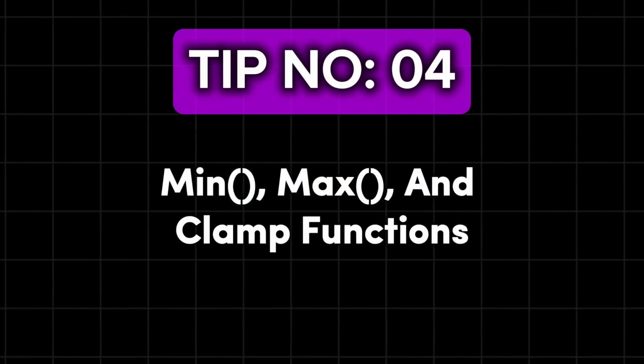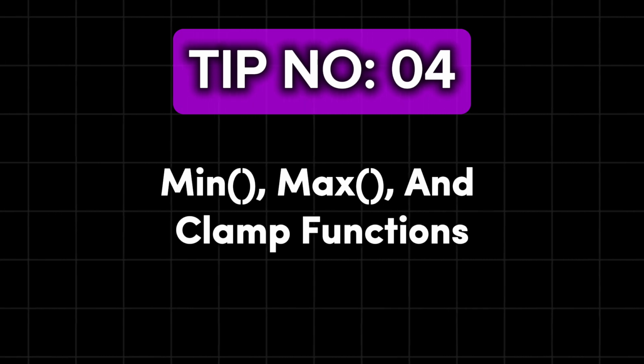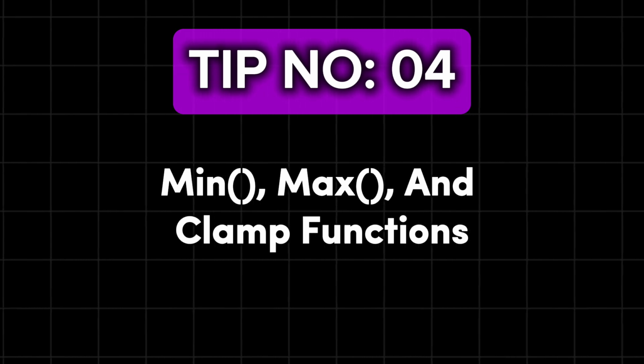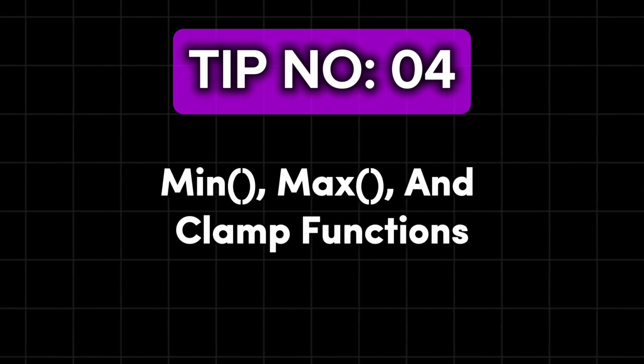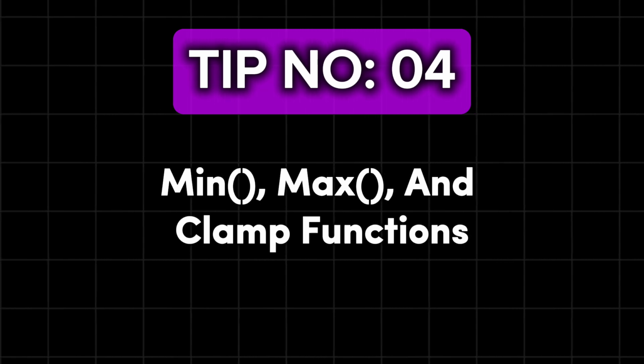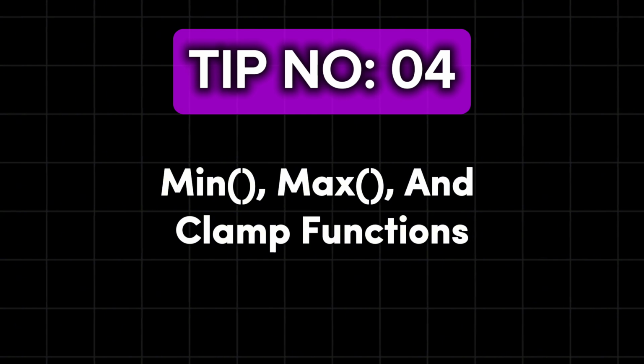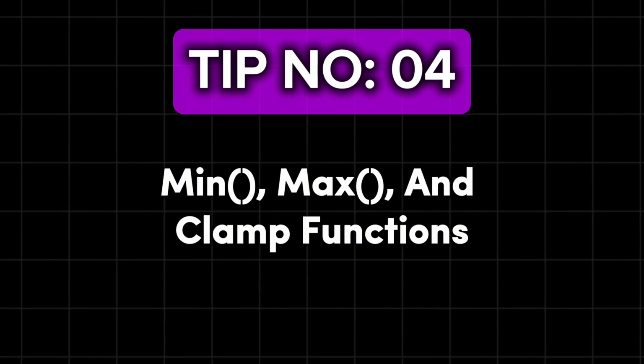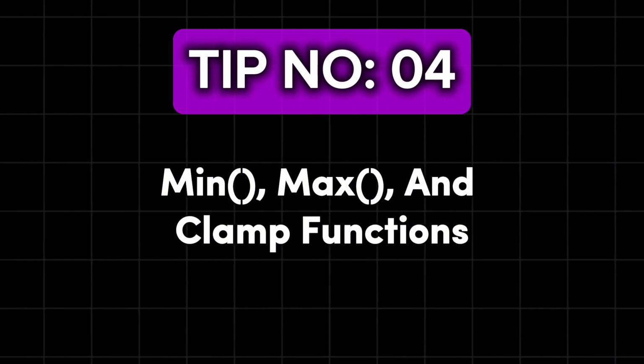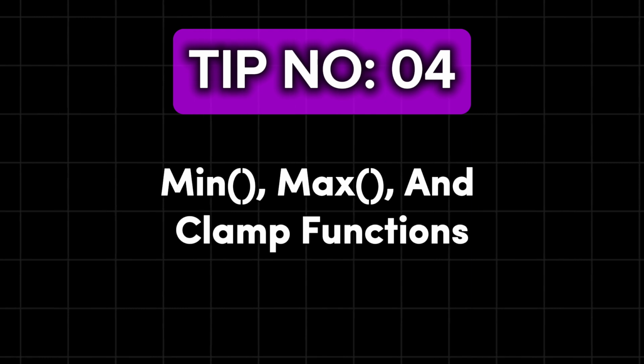Step number 4. Minimum, maximum, and clamp functions. The minimum, maximum, and clamp functions in CSS are powerful tools for making your designs more flexible and responsive. These functions allow you to set values that adapt to different screen sizes, ensuring your design looks good on any device. They give you control over how large or small elements can get, making it easier to create a consistent user experience.